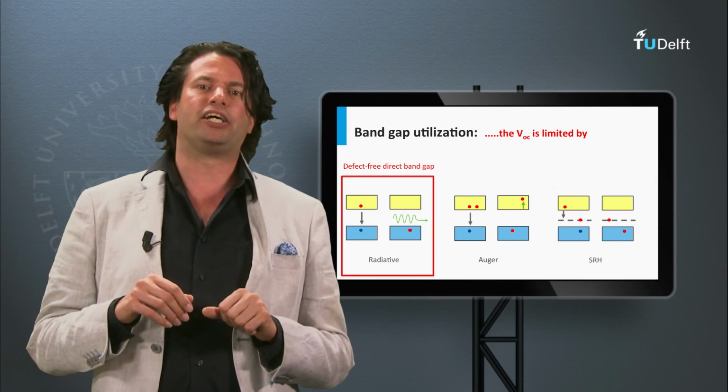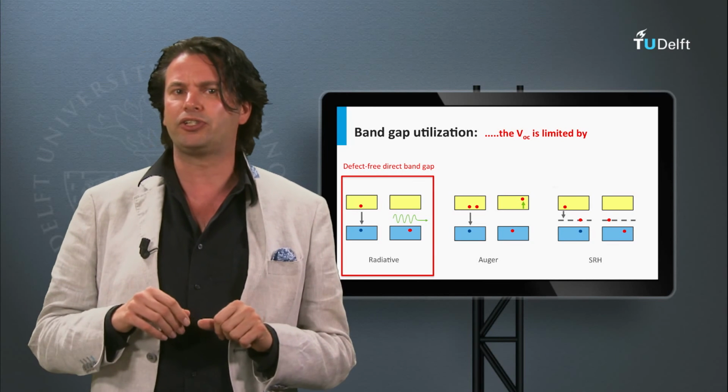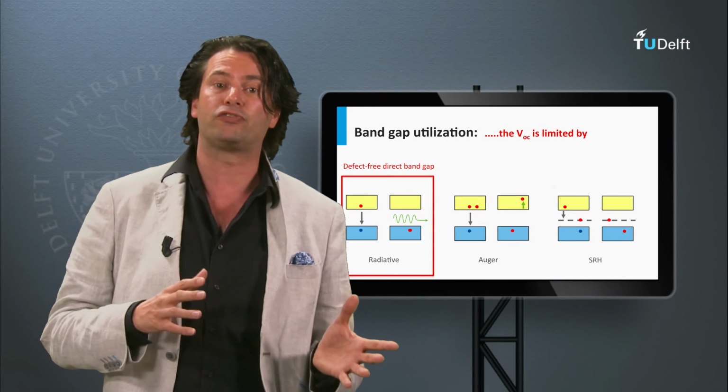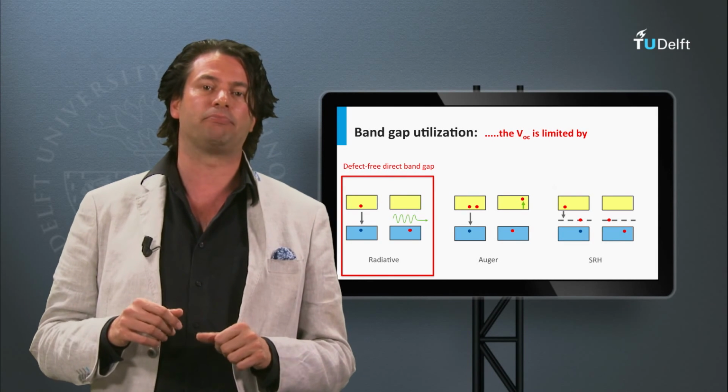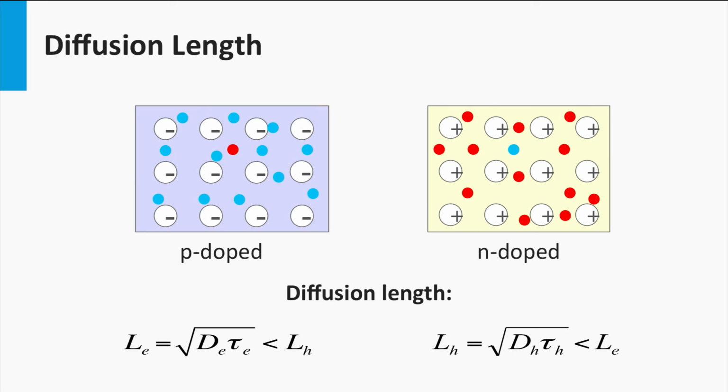Next to the bandgap utilization, I would like to discuss the relation between the maximum thickness for the absorber layer of a solar cell and the recombination mechanism as well. The recombination mechanism, as we have discussed last week, also affects the diffusion length of the minority charge carrier. The diffusion length is given by the simple equation L, which is the square root of the diffusion coefficient D times the lifetime tau of the minority charge carrier.